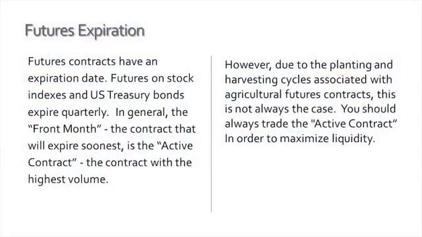Futures contracts have an expiration date. Futures on stock indexes and U.S. Treasury bonds expire quarterly. In general, the front month, the contract that'll expire soonest, is the active contract, the contract with the highest volume. However, due to the planting and harvesting cycles associated with agricultural futures contracts, this is not always the case. You should always trade the active contract in order to maximize liquidity.